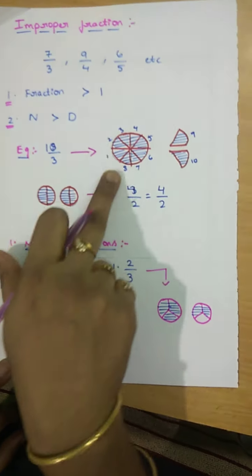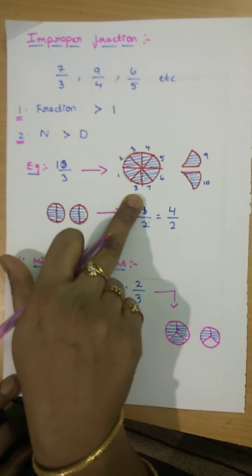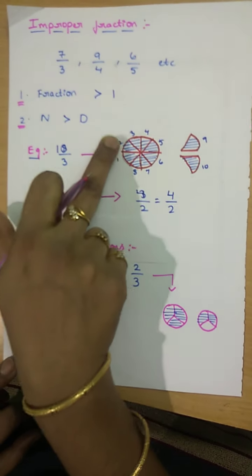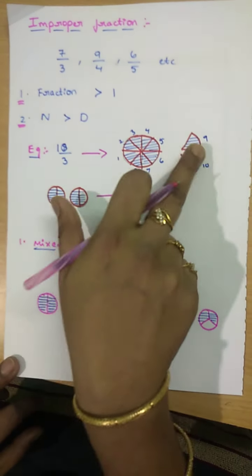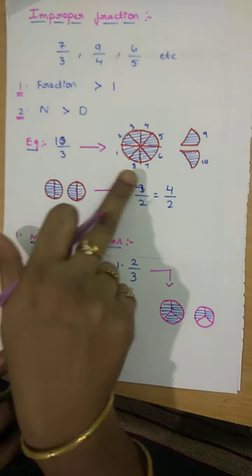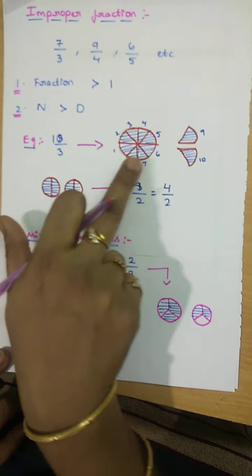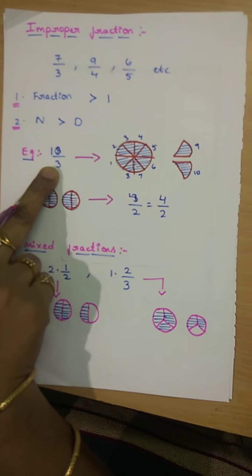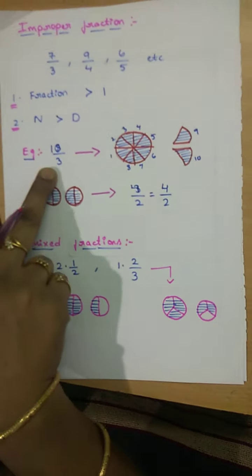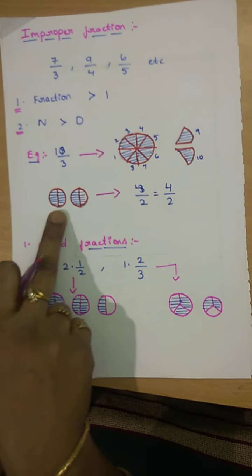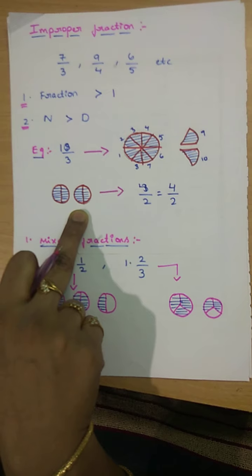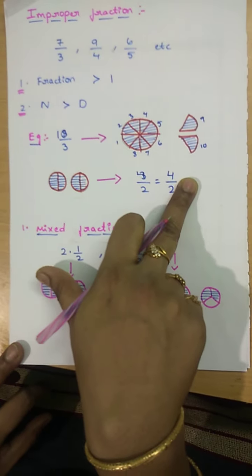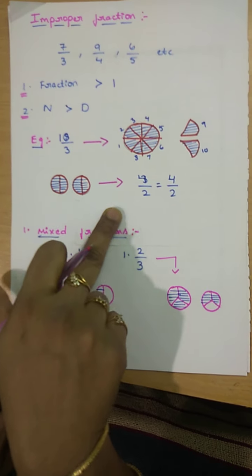See, this is the circle. I have divided the circle into 8 parts, and these are the two other values. So 1, 2, 3, 4, 5, 6, 7, 8, 9, 10. So 10 parts and 3 whole circles: 1, 2, 3. So the whole circles are in the denominator and the number of shaded parts are in the numerator. These are examples of improper fractions.